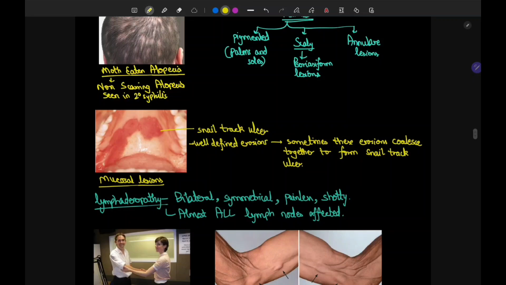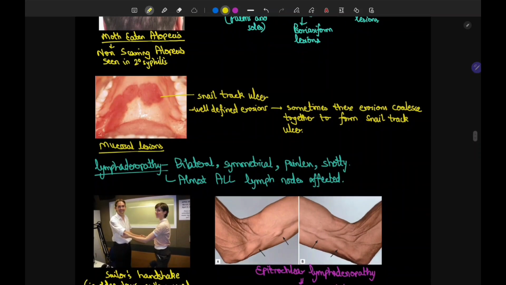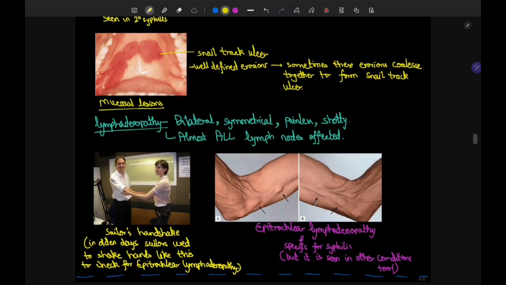You may also have mucosal lesions. See, in the mucosa there are erosions. So this was an erosion, this was an erosion, this was an erosion, and all these erosions have joined together to form a snail track ulcer. This is seen in secondary syphilis. These are well-defined erosions. Sometimes these erosions coalesce together to form snail track ulcers. And lymphadenopathy is seen, again bilateral, symmetrical, painless, shotty, just like primary syphilis. It's the same. But here almost all the lymph nodes have been affected because it has been spreading all over the body.